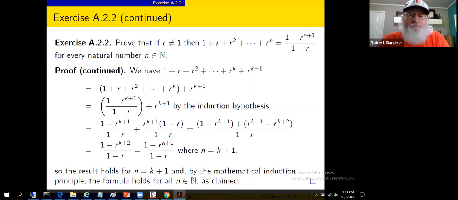Remember where we're going? If I treat k plus 2 as k plus 1 plus 1 and let n equal k plus 1, that exponent becomes n plus 1. And we get 1 minus r to the n plus 1 divided by 1 minus r. And that is the formula with n equals k plus 1. So the result holds for n equals k plus 1. By mathematical induction, it holds for all natural numbers n.